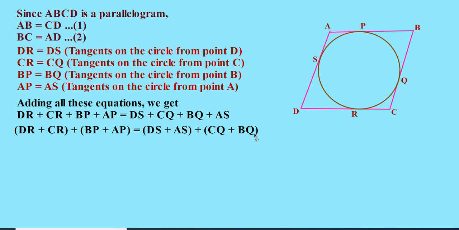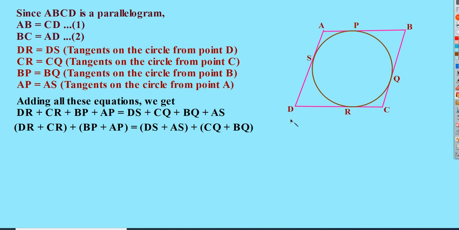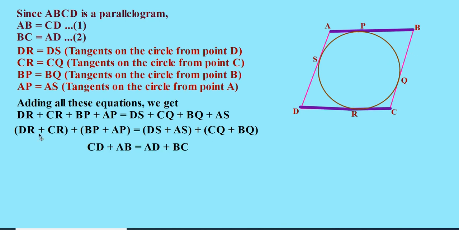Now look at the figure. What is DR plus CR? DR plus CR, it is equal to DC. Similarly, BP plus AP, you will get it as AB. So you can write CD plus AB is equal to, similarly DS plus AS is equal to AD, CQ plus BQ is equal to BC. So AD plus BC.